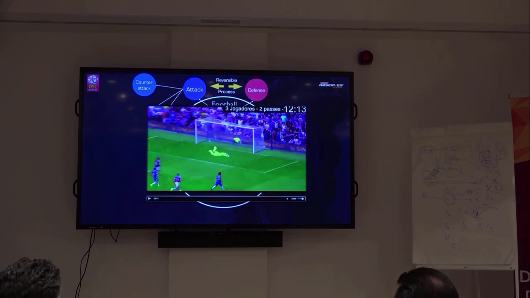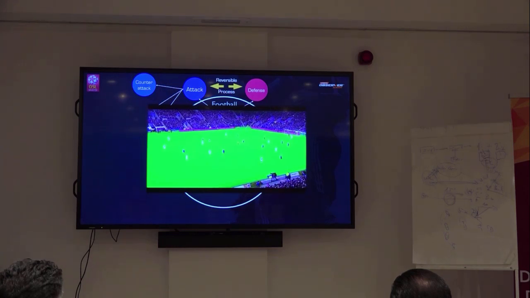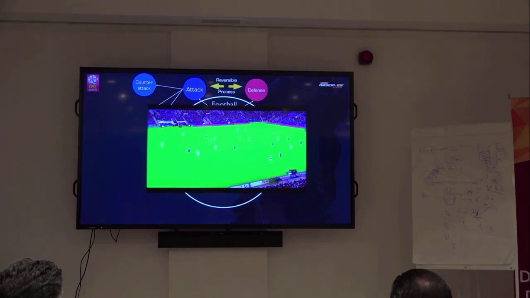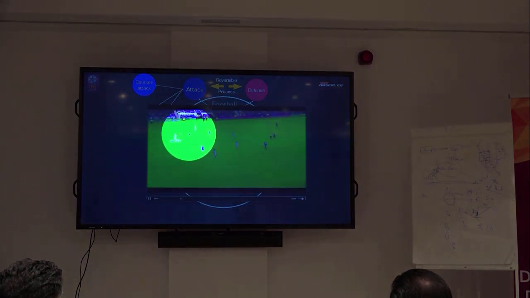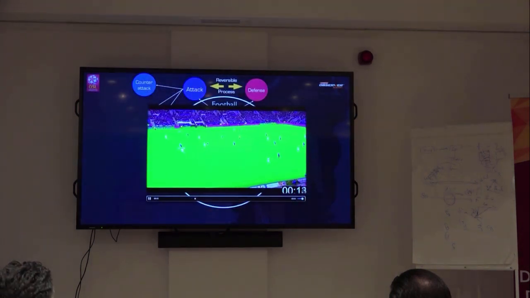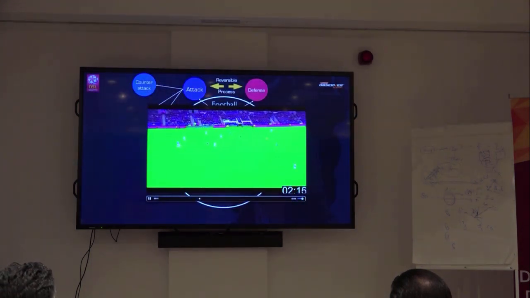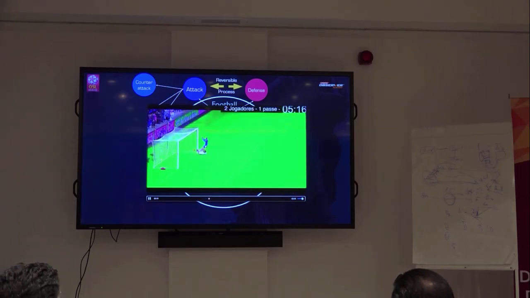Okay, I think I have more counter-attacks. See, one long ball. This guy is going to lose the ball. Look, pressure. You have 3 situations of passing. You lose the ball, and the other one just puts the ball there and see. 5 seconds. In 5 seconds, this is a counter-attack.